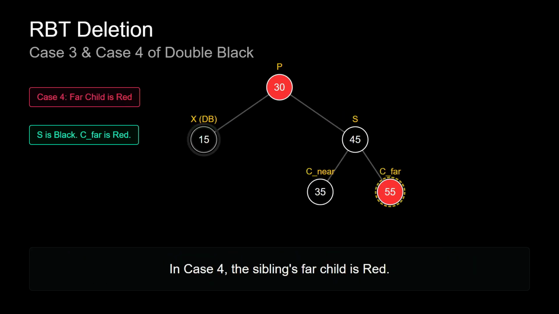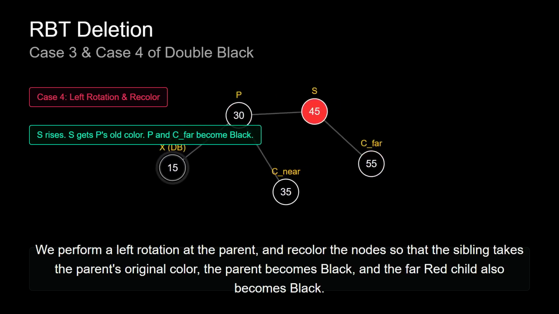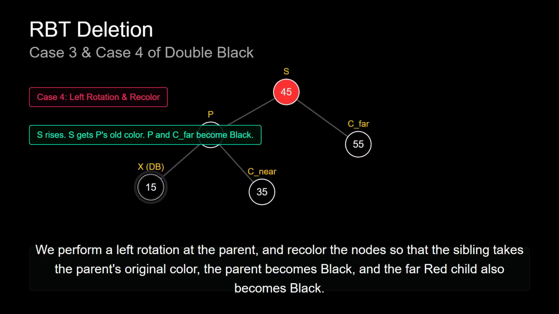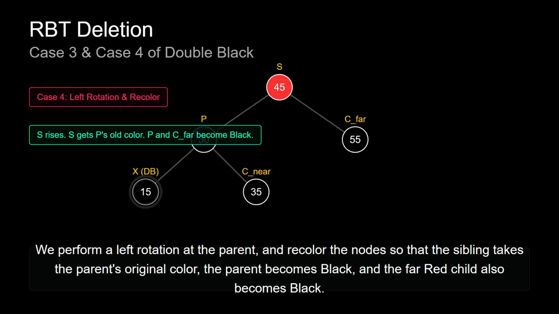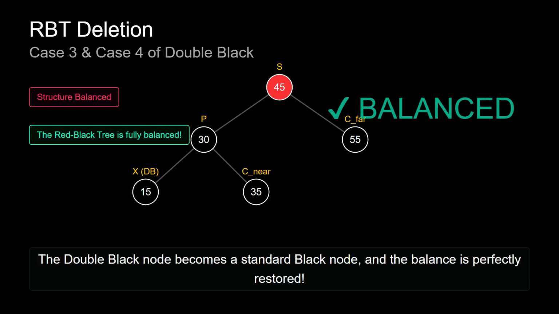In case 4, the sibling's far child is red. We perform a left rotation at the parent and recolor the nodes so that the sibling takes the parent's original color, the parent becomes black, and the far red child also becomes black. This rotation and recoloring fully absorbs the extra unit of blackness. The double black node becomes a standard black node, and the balance is perfectly restored.